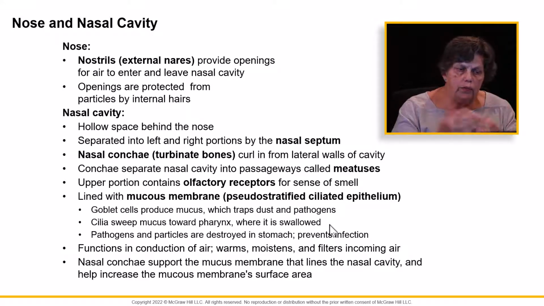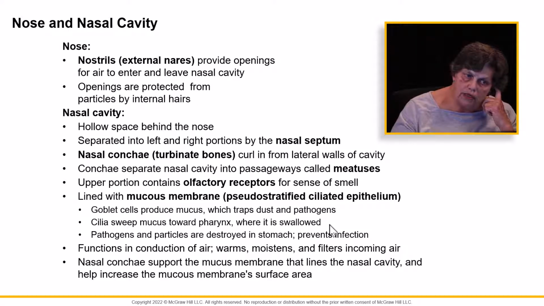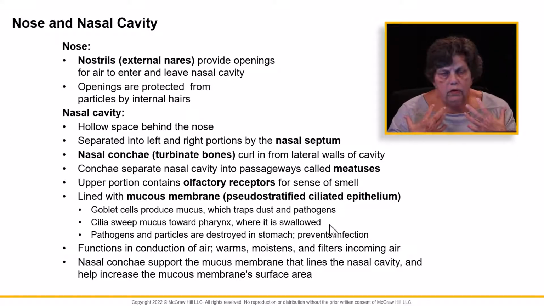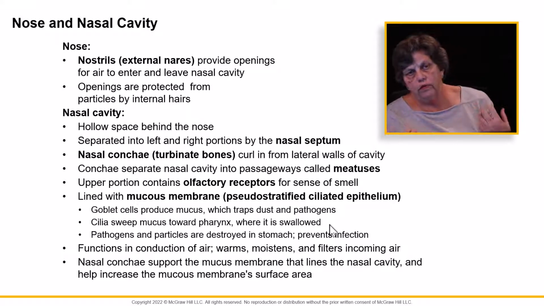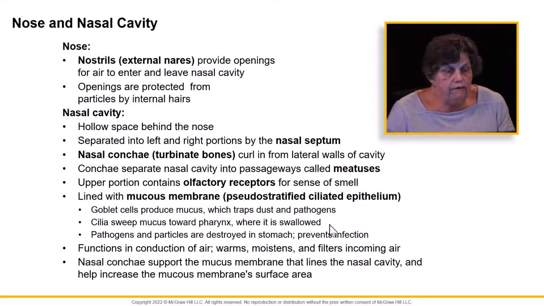You're trying to prepare this air. And so these pathogens and these particles are gotten rid of in the stomach, and that prevents infection. So we're going to warm, moisten, and filter this air so that we have nice, warm, moist air for the lungs so they don't dry out, or we hopefully don't get any infection. Okay.